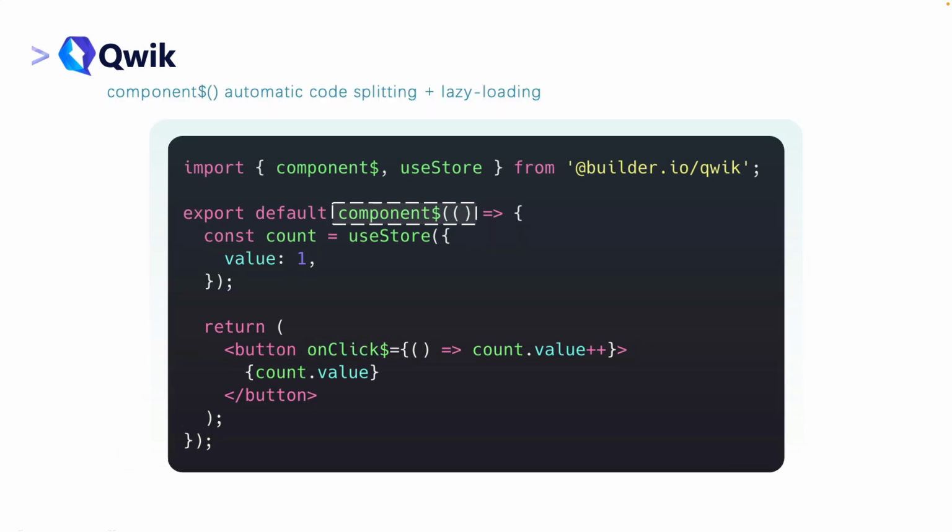The dollar suffix in Quick is actually a marker for the compiler. Any component with a component dollar will automatically be code split and lazily loaded. You don't need to write extra code to handle them. These are all done automatically by Quick. So the onClick with a dollar suffix means that the click handler, the inline function with the count.value plus plus, will also be code split and lazy loaded. Okay, you don't hear me wrong. That handler function will be code split and lazily loaded.